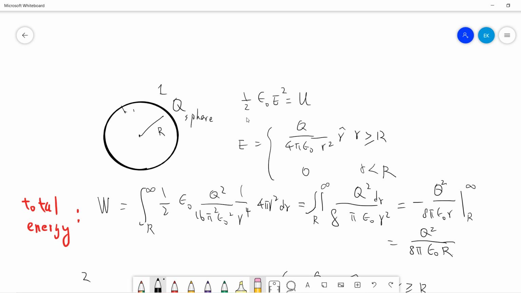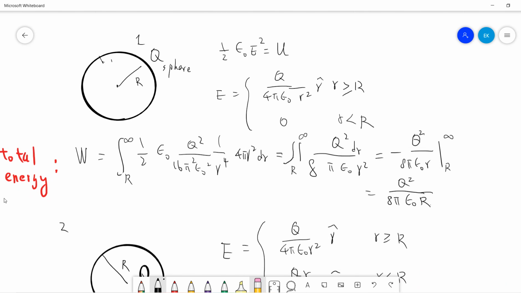So we put this in for the total energy. We just put this E in, so we get one half epsilon naught Q squared, with r to the fourth, the electric field to the fourth, times 4 pi r squared dr. When I integrate, we basically integrate all the energy from capital R to infinity. Now you guys can just follow the derivation. So the answer is Q squared divided by 8 pi epsilon naught R. Okay.